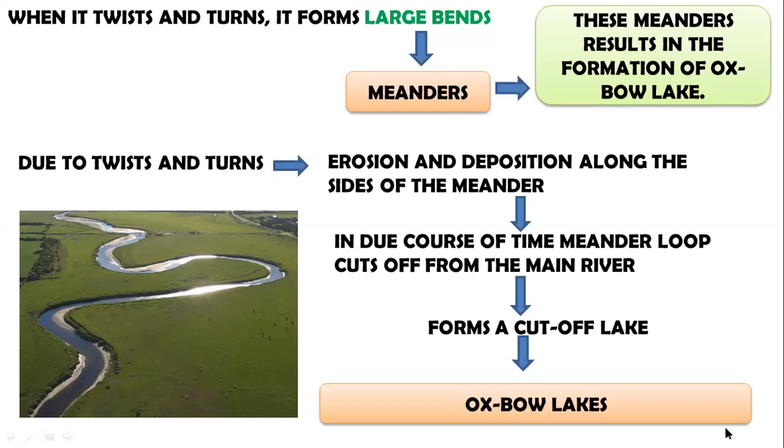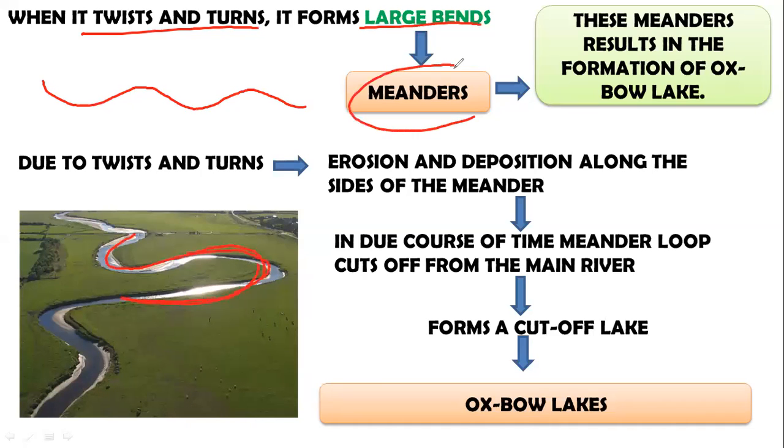So it always flows in a bending structure, the way snake crawls on ground. Similarly, the river flows. This shape is called meandering shape. When it twists and turns, it forms large bends. If you can see in this picture, it is forming large bends. For example, this loop, semi loop. And this large bend is called a meander.